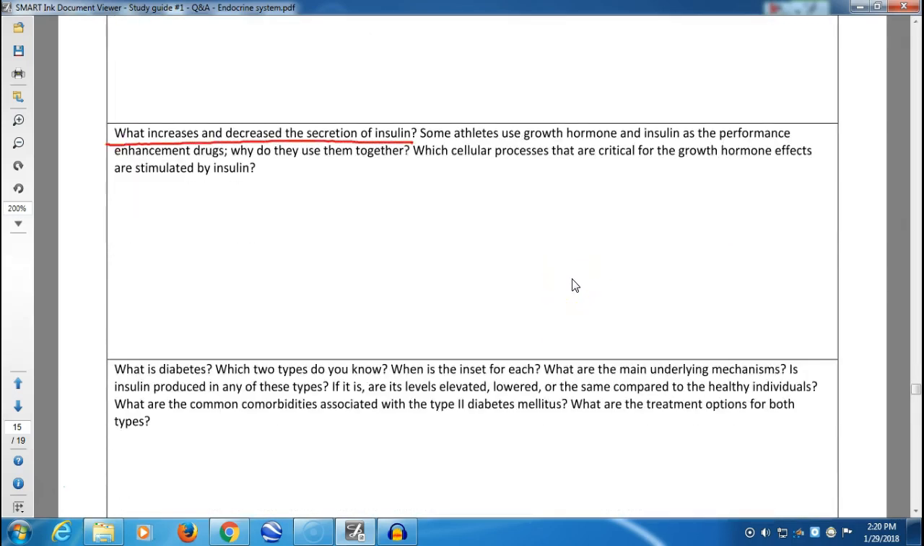What increases and decreases secretion of insulin? Elevated blood glucose, elevated blood amino acids, elevated blood fatty acids. That's pretty much what you need to know, really.